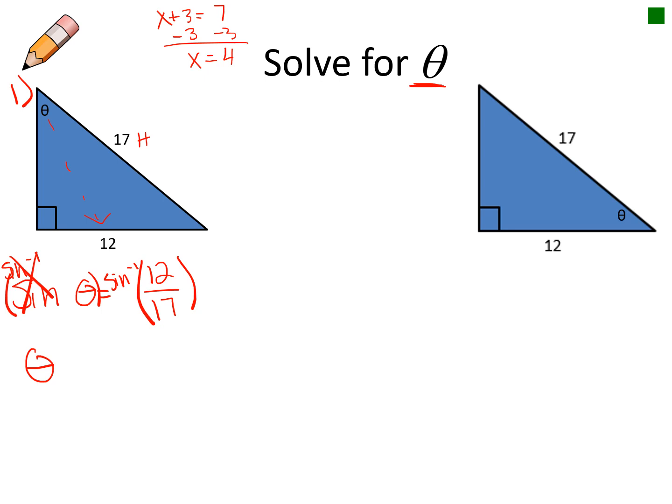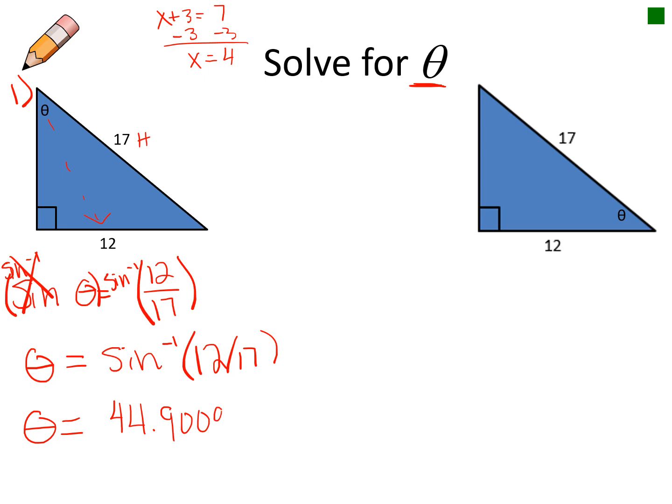So in order to get theta by itself out of that sine, I'm taking the sine inverse of both sides. So theta is equal to the sine inverse of 12 divided by 17. So theta is approximately 44.9009 degrees. And we're still going to want around 4 decimal places on these degrees just to be a little more accurate.